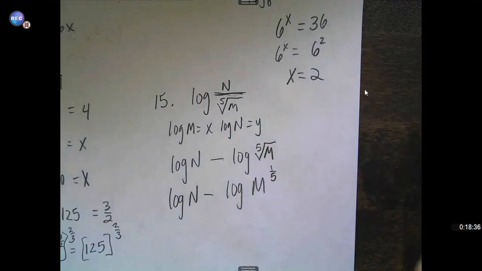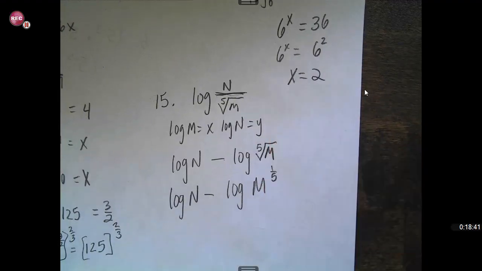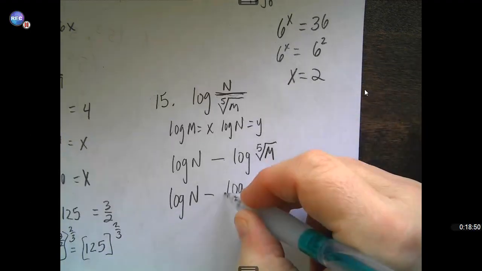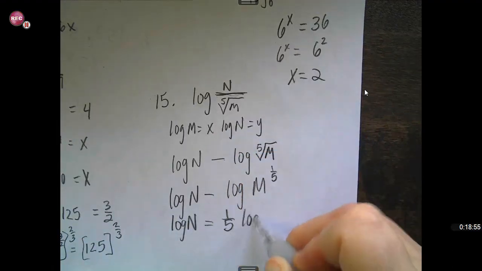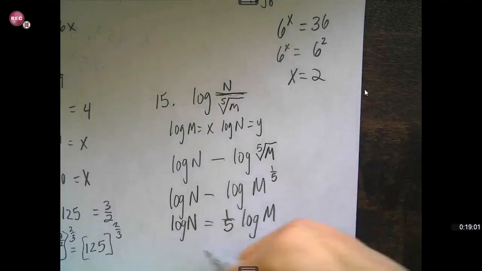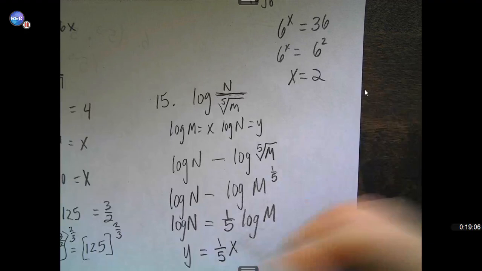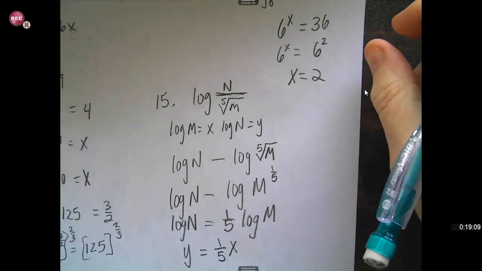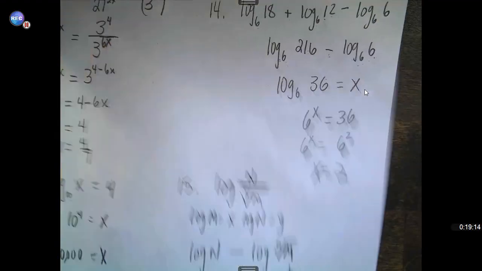And I'm going to use the exponent law, which says if I have an exponent up there, I can pull that down and make it a coefficient. So I would have log n minus 1/5 log m. And now I can make those substitutions. Log of n is y, and the log of m is x. So y minus 1/5 x. That's what they're looking for. Okay.